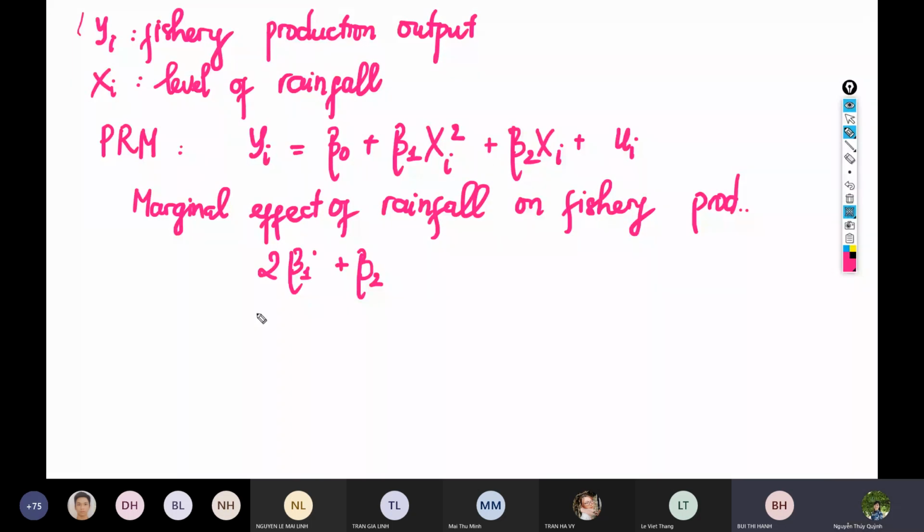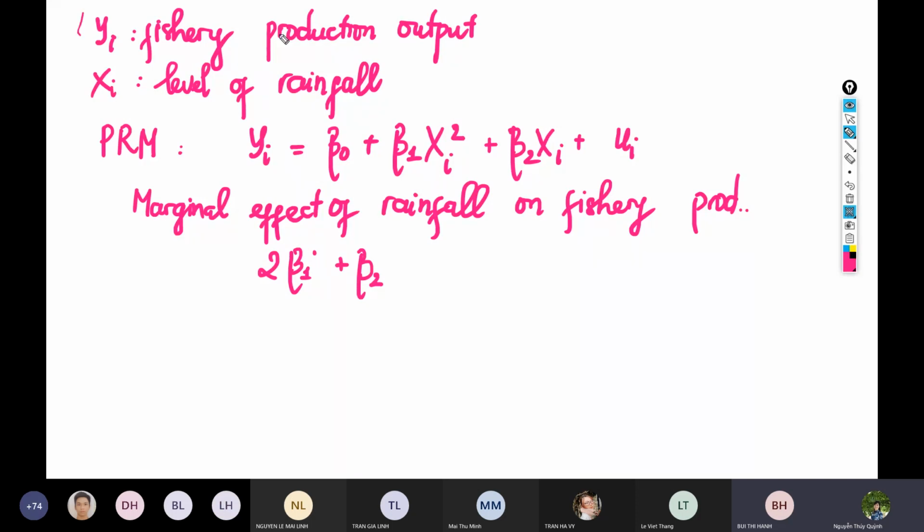Then the absolute value of 2 times beta 1 is greater than beta 2. No, wait a minute. Wait a minute. All right.